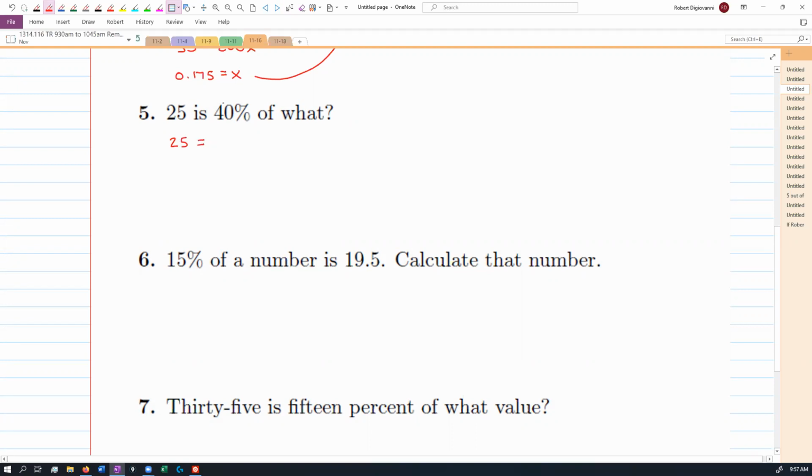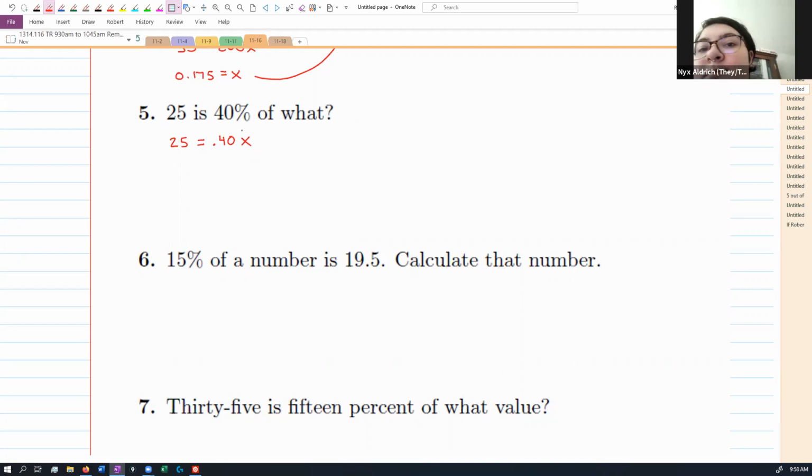I have a question. Yes, go ahead. So I was taught a different way and I just want to ask in case it won't always work for me. I was taught to set it up as a ratio. I'll just say it for the first one. For number 5, it would be 40 over 100 equals 25 over X. That's how I was taught as well. I multiplied 100 by 25 and then divided by 40.